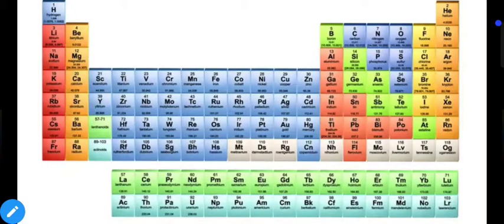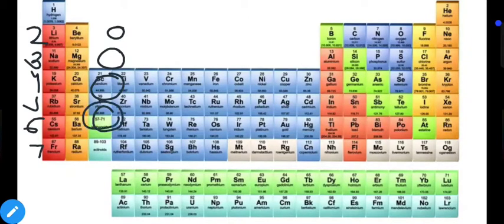But as we move from top to bottom, whole new orbits are added. In lithium, the outermost orbit is number 2. Then in sodium, we have the third orbit, then 4, 5, 6, and lastly francium contains the seventh orbit. So as we move from top to bottom, sizes tend to increase because whole new orbits are added. So the size of lithium will be smallest, and gradually the size increases until francium is largest.